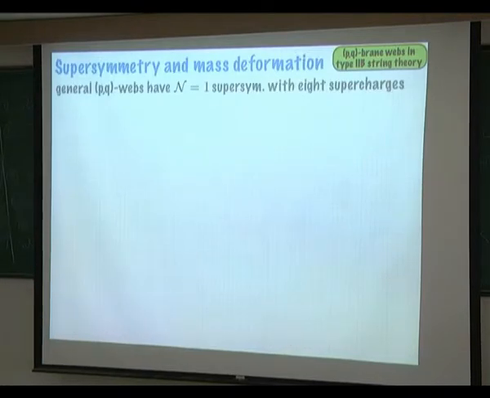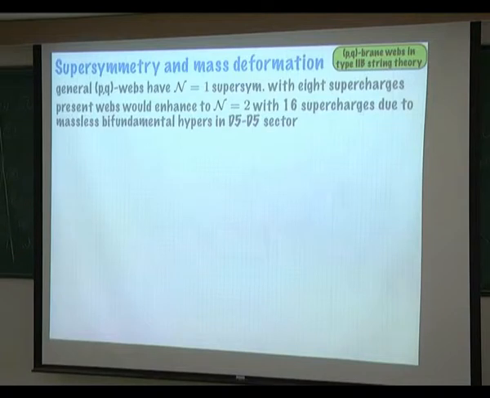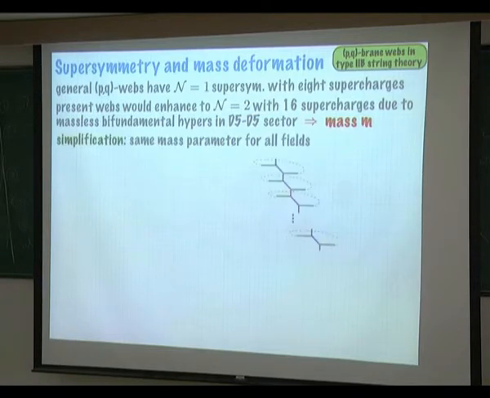A generic (p,q) brane web in principle has N=(1,1) supersymmetry, so they will have only 8 supercharges. However, since I've compactified things on a circle, there is in fact an enhancement to N=(2,2), which is double the number of supercharges, which is due to a massless sector, massless bifundamental hypermultiplets in the D5 sector. I will not treat this, so I will break this supersymmetry back down to 8 supercharges by introducing a mass parameter m. So how do I do this?